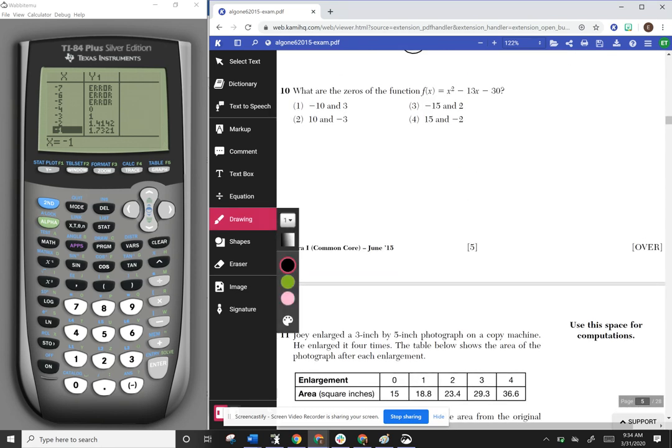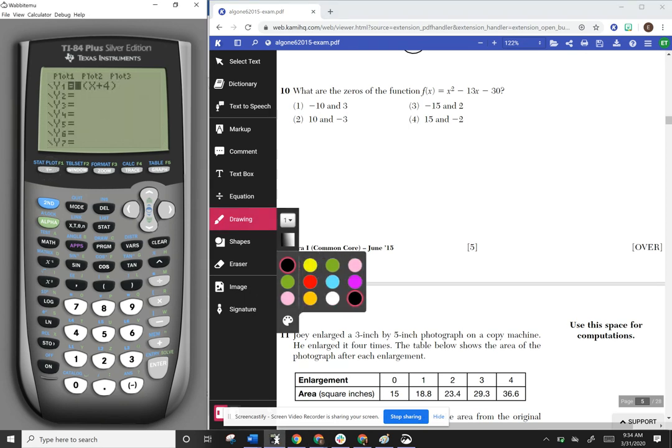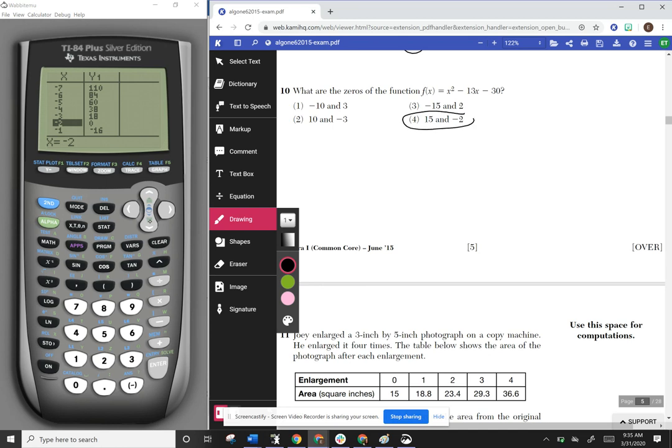All right, question 10. What are the zeros of this function? This is going to be another graphing calculator one, at least one way to do it. So put in x squared minus 13x minus 30. Second graph. And we're going to look for where y is 0. So y is 0 at -2. And only one of these answers has -2 as an answer. So our answer is 4.